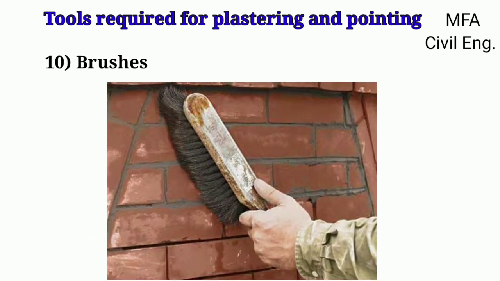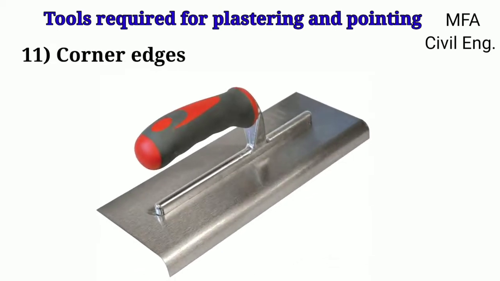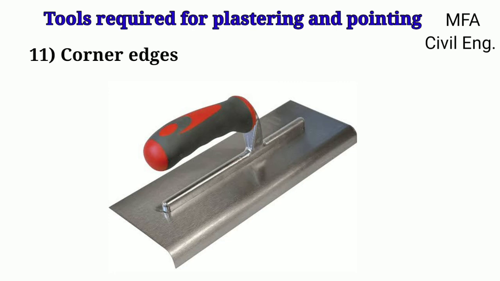Brush is used to clean the surface of the brick masonry work to remove the dust particles from the surface. Corner edges are used to remove the irregularity from the surface of the dry wall and smooth out the final layer of the mud or the plaster at the corner.